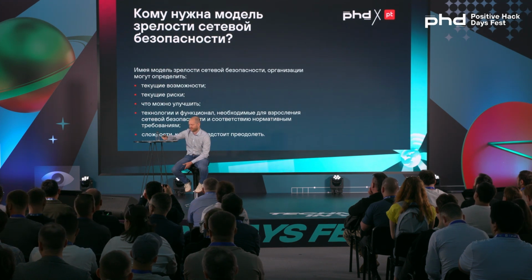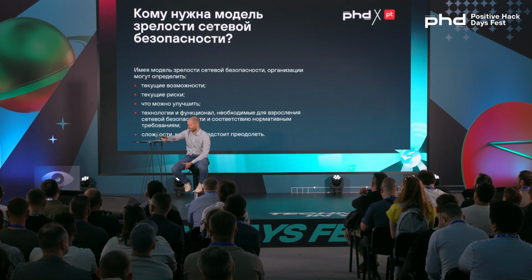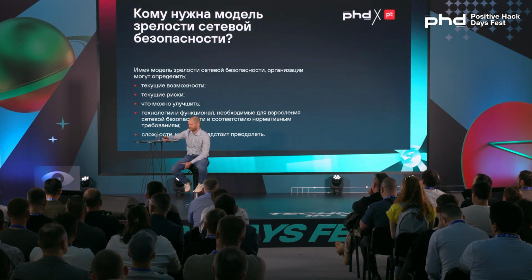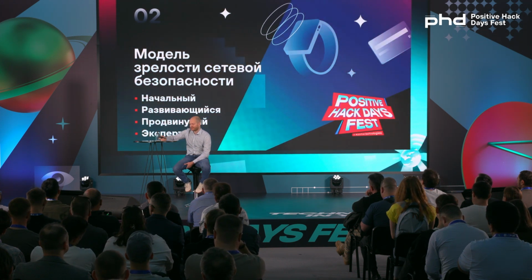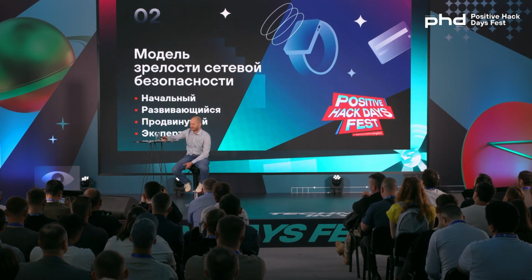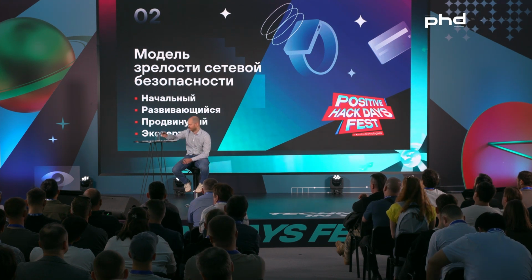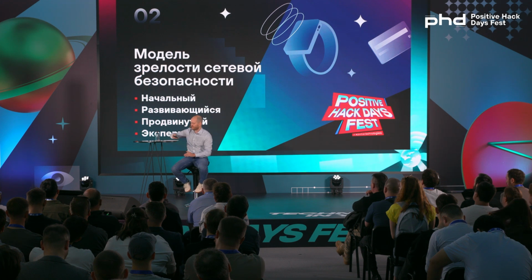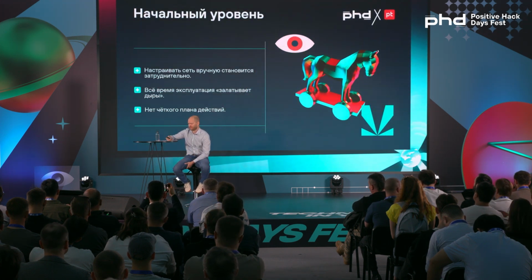Out of this model, I would like to break it down to understand where a certain organization is, and how to move on as a company. Per this model, let us take a look at four different stages or levels: beginning, developing, advanced, and expert. Let's begin with the beginner level.